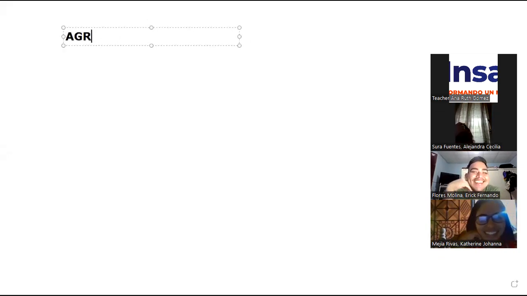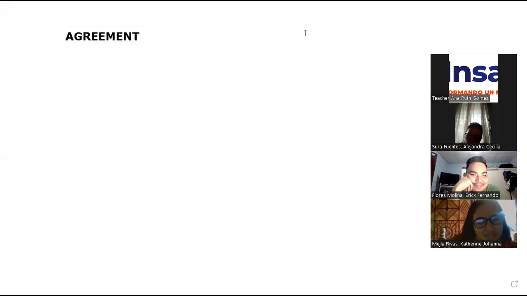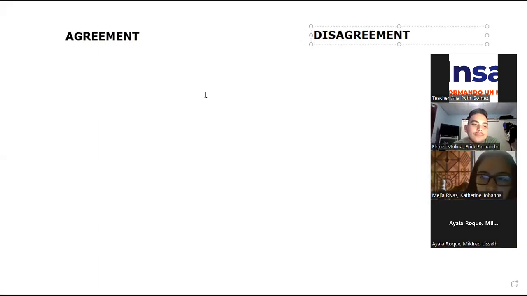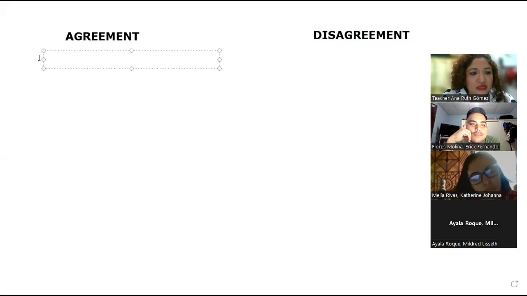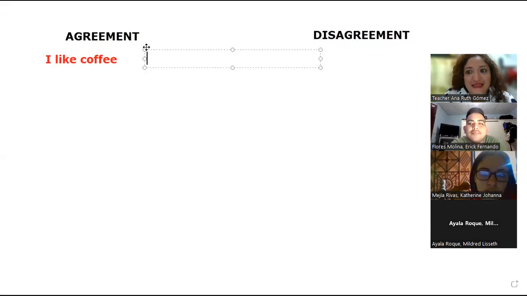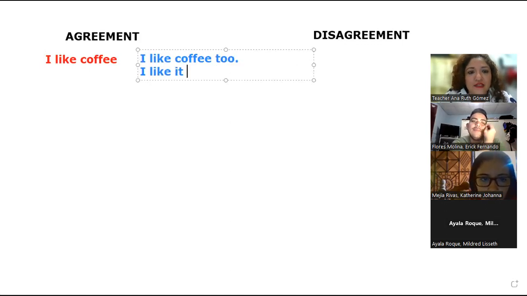Something that we are talking about here is agreement and disagreement. Do you understand the meaning of these words? Yes, teacher, I understand the meaning. You understand the words. All right. Excellent. So when we talk about agreement, it means that we share the same opinion as another person. For example, imagine if I say, I like coffee. Eric, do you like coffee? Yes, teacher, I like coffee too. Okay. That's one option. Excellent. You paid attention in the video. So you can say, yes, teacher, I like coffee too. This is one option. Another option is, I like it too.